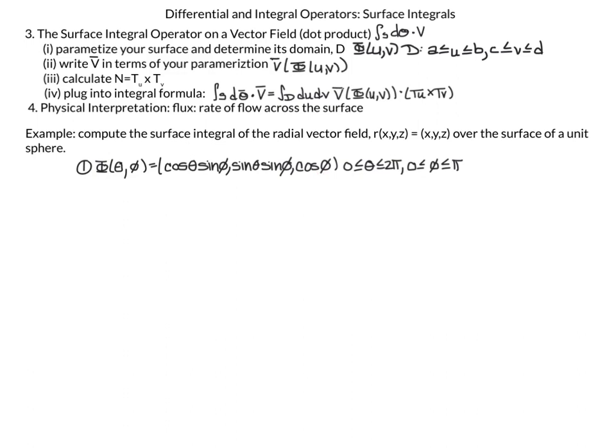And then our theta goes between 0 and 2 pi, and our phi goes between 0 and pi. These become our limits of integration. This is also our domain. It's the domain of our parameterization of our sphere.